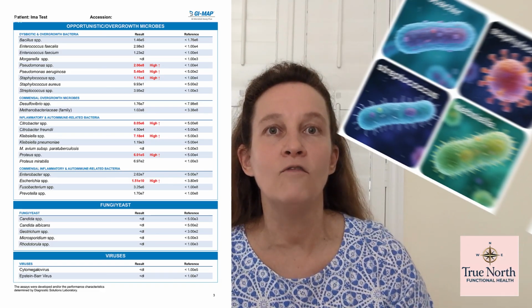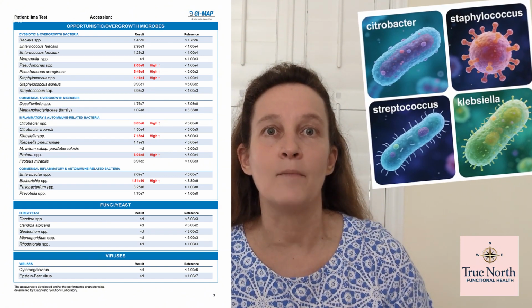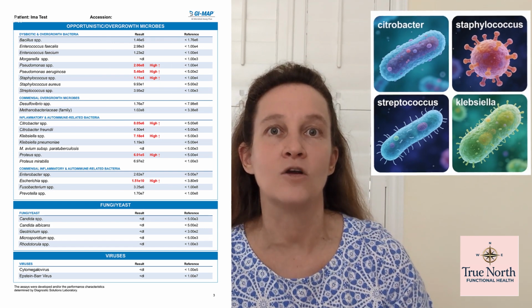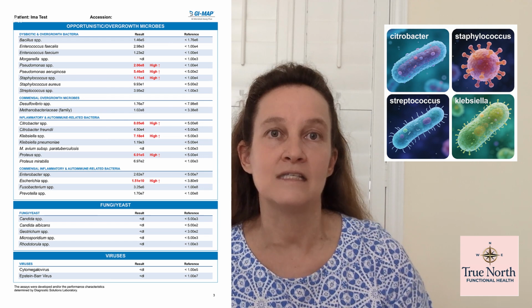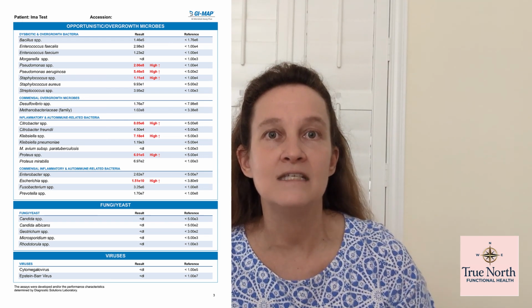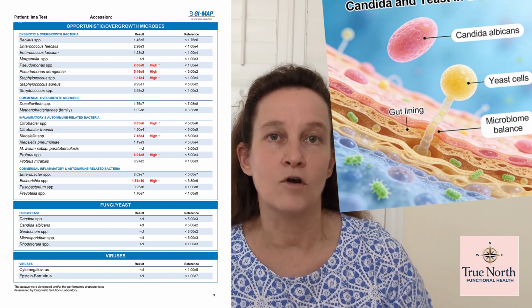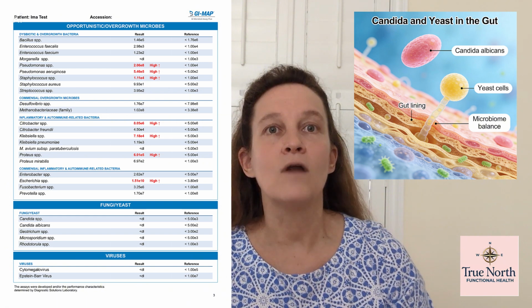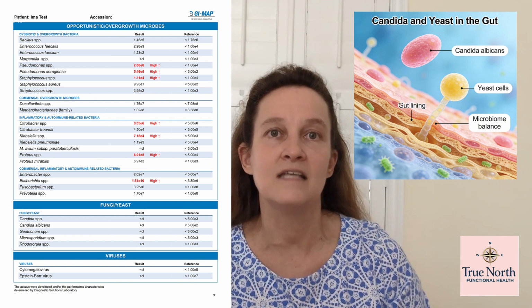The GI map also tests for opportunistic or an overgrowth of bacteria, and these are things like staph, strep, Klebsiella, Citrobacter, and Proteus. These bacteria activate the immune system, increasing mast cell activity and the release of histamine. It also looks for Candida and yeast overgrowth. And when yeast levels are elevated, they can irritate the gut lining and increase inflammatory signaling.